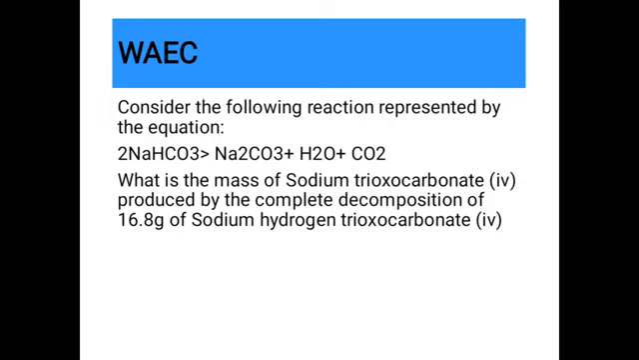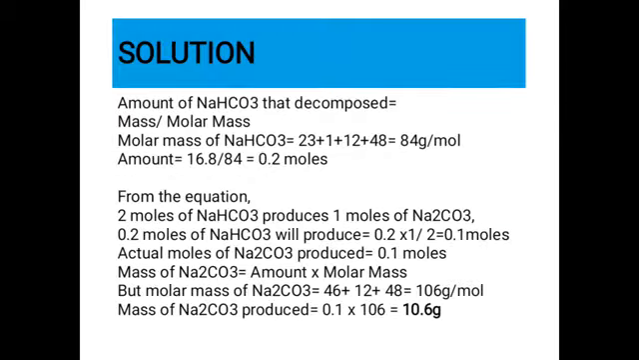So again, you convert whatever after writing and balancing the equation. They have done that for you. This is step 1 for you. You convert the mass to mole by saying mass over molar mass. That's 16.8 over 84. That's 0.2 moles.